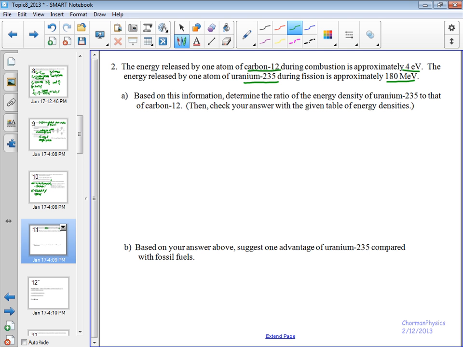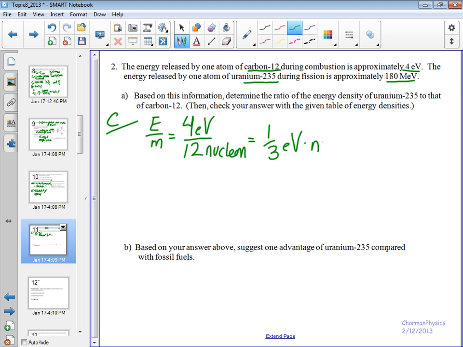So if we want to figure out what the energy density of each of these are, compare them, right? For carbon, what we'll see is that the energy density is going to be 4 electron volts per 12 unified atomic mass units approximately, or per nucleon, if we want to do it that way. And what we get here is that we have 1/3 of an electron volt per nucleon.